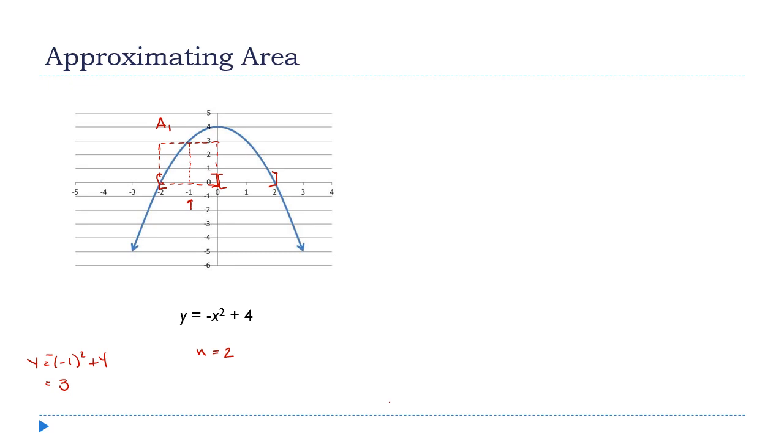Then over on the other side, I'm going to draw a second rectangle. The midpoint of this interval is +1. And if you put +1 into the function, you get y equals 3 again. Right? It makes sense. It's symmetric here. So my second approximating rectangle is going to be here, and this height is also going to be 3. So let me call this A2.